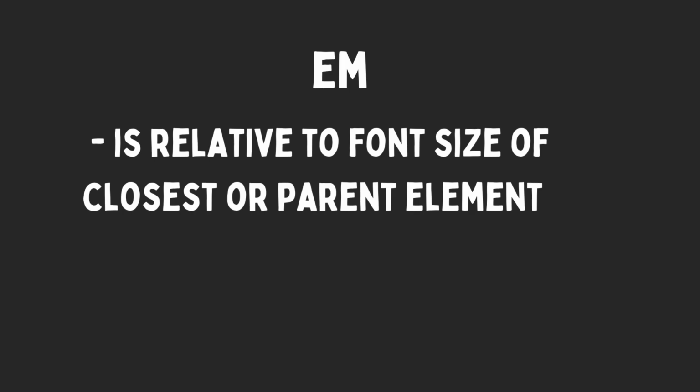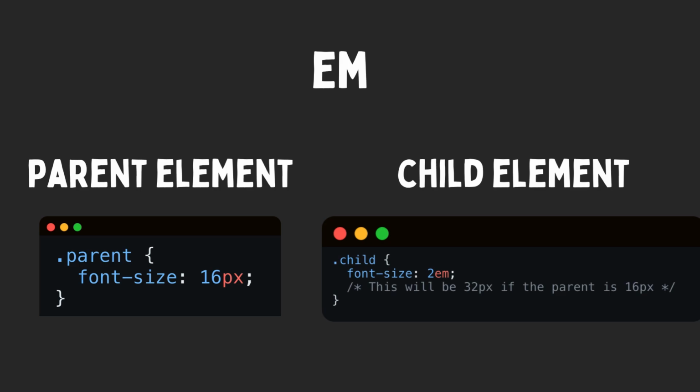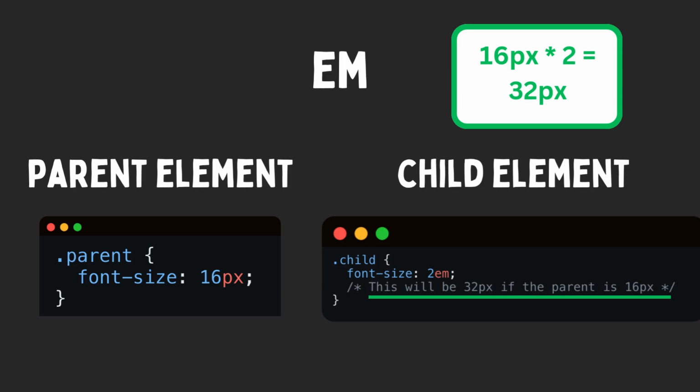Next, we have EM. The EM unit is relative to the font size of its closest or parent element. It's great for scalability and maintaining proportions. In this example, the parent element's font size is 16 pixels and the child element's font size is set to 2 EM. Therefore, 16 pixels times 2 will equal 32 pixels.